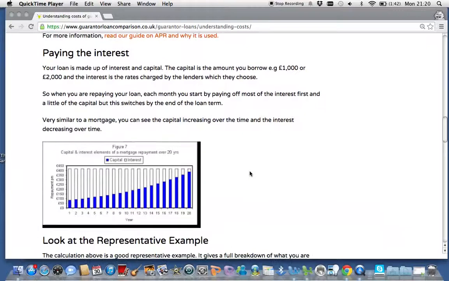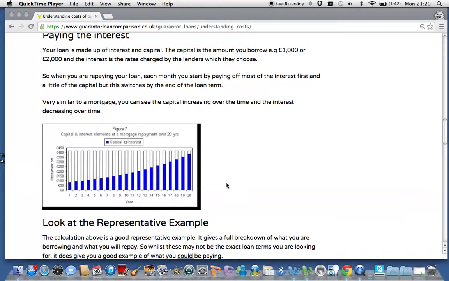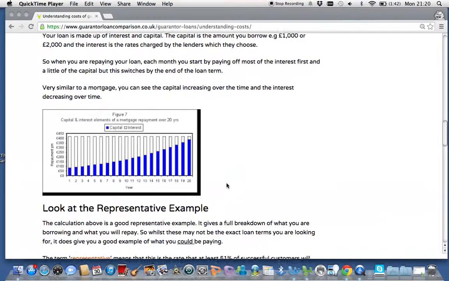Your loan will be broken up into interest and capital. The capital is actually the amount you borrow, what you draw down. The interest is the rate which is simply charged by the lender. In the early days, you'll typically pay a lot more interest, but this will decrease over time. And then initially, you'll pay off a little bit of capital, but then more over time.